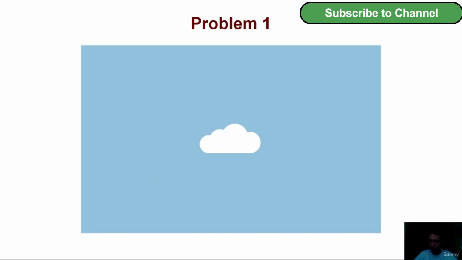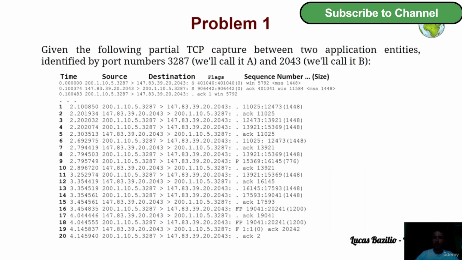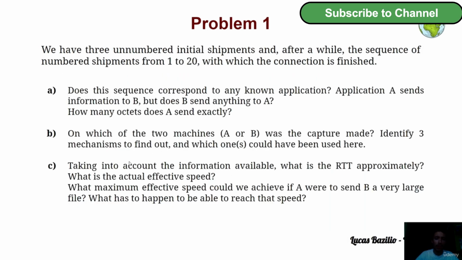Hey everyone, in this lesson we are going to continue to solve now the question C of this problem 1. So in the question C of this problem we have: taking into account the information available, what is the round trip time approximately? Remember that this RTT stands for the round trip time.